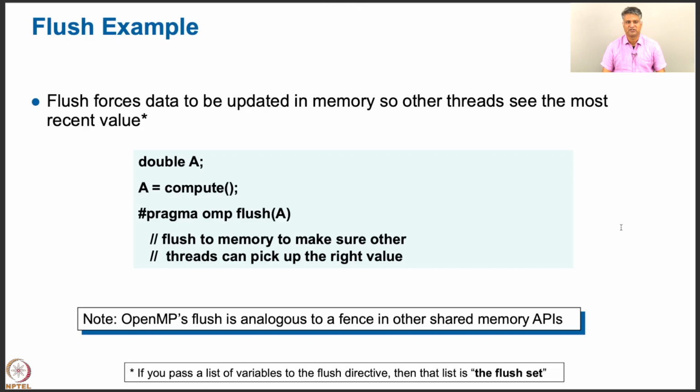A good example of a flush is in this snippet of code. Here, if you look, the variable a is being forced into a flush. Essentially what is happening is that the variable a, which is being assigned a value by the function compute, when the flush call is being made, all the threads are to see the most recent value of a. So essentially all parallel threads which are looking at this value will now look at the most recent value. So if you want to flush a set of variables, you can use the flush directive.